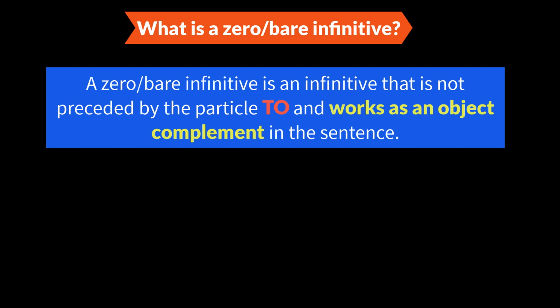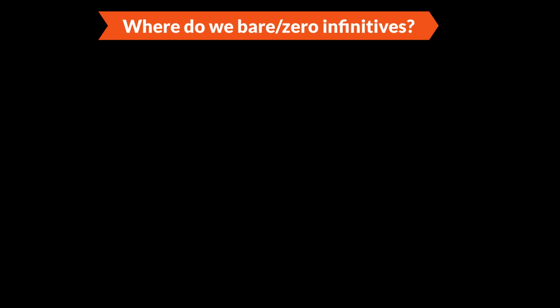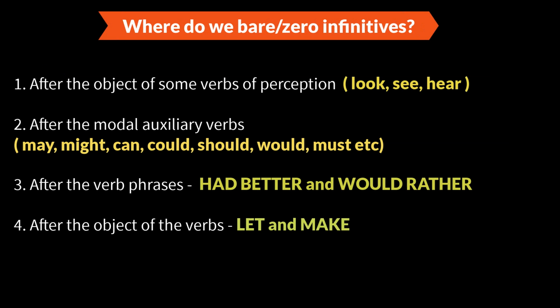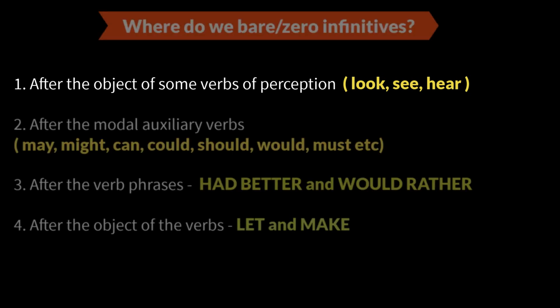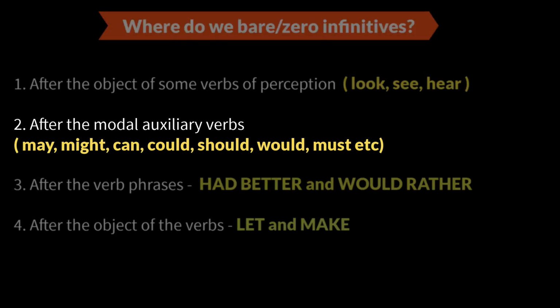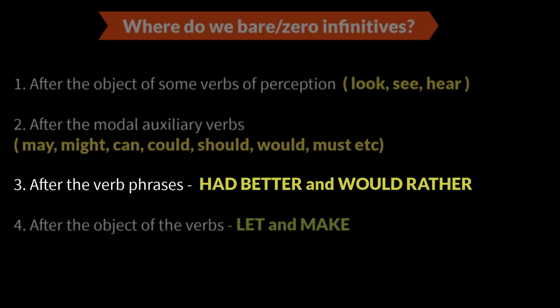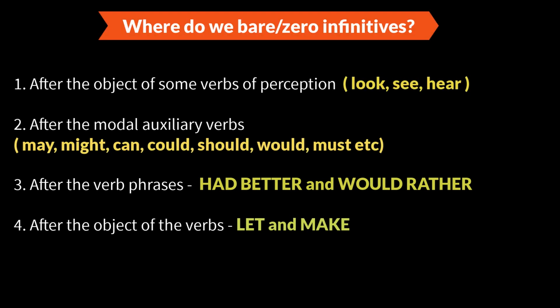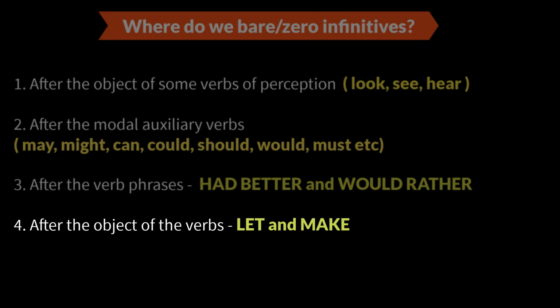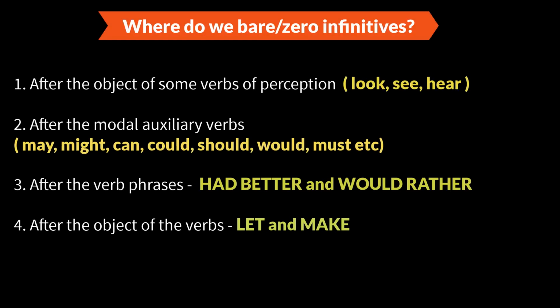It modifies it. Now we'll look at some scenarios, some cases where we use bare infinitives or zero infinitives. So guys, these are the following cases or situations where we use zero infinitives. Number one, after the object of these verbs of perception. Number two, after modal auxiliary verbs. Number three, after the phrases had better and would rather. And number four, after the object of the verbs let and make. Now let us look at these cases one by one and understand.